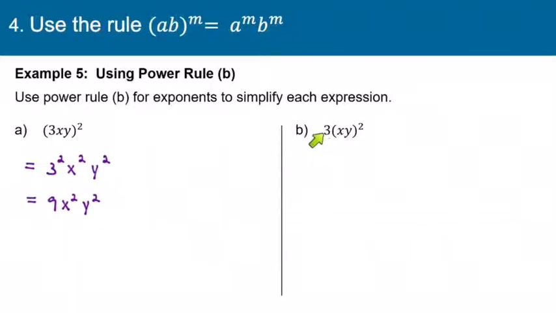Now on part B, we have 3 outside the parentheses times xy to the second power.